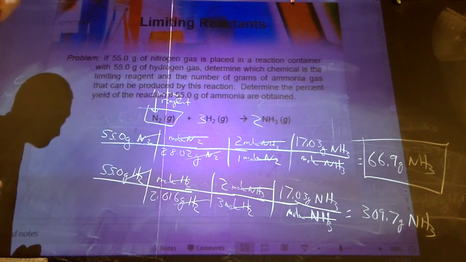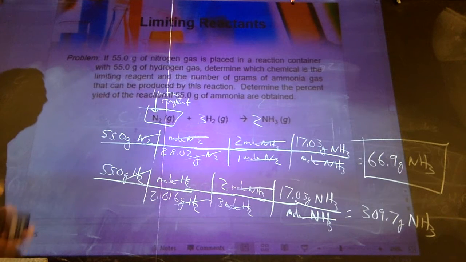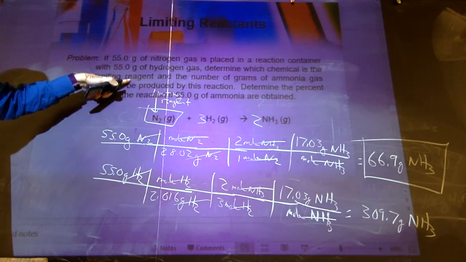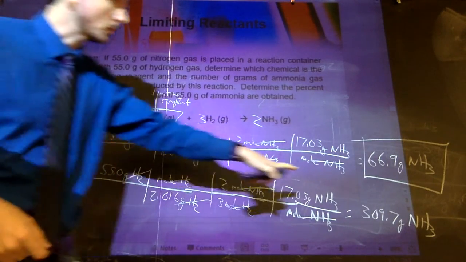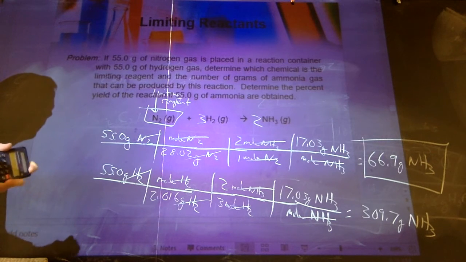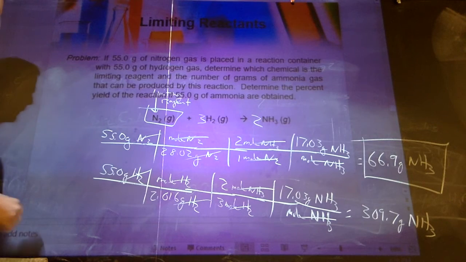So my nitrogen must be my limiting reagent. So I answered that question, determine which chemical is the limiting reagent, and the number of grams of ammonia gas that can be produced. So I calculate that out. Determine the percent yield of the reaction if 55 grams of ammonia are obtained.